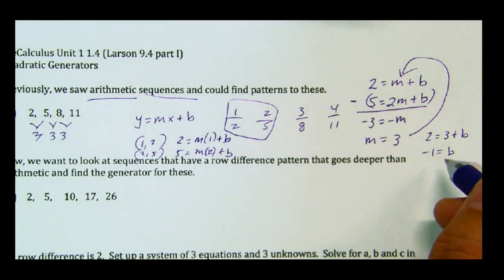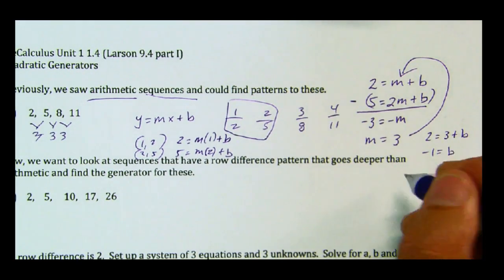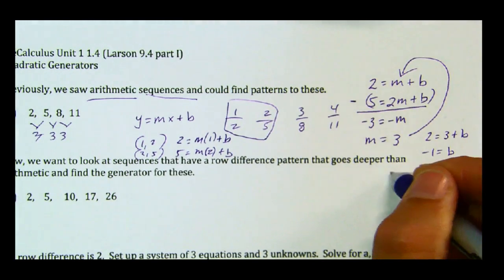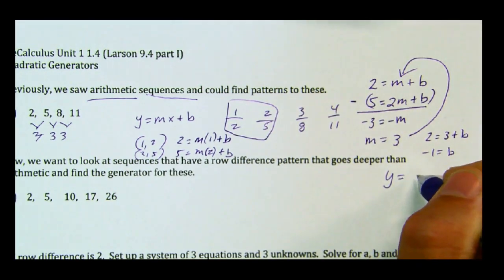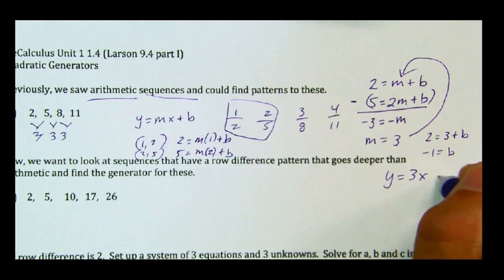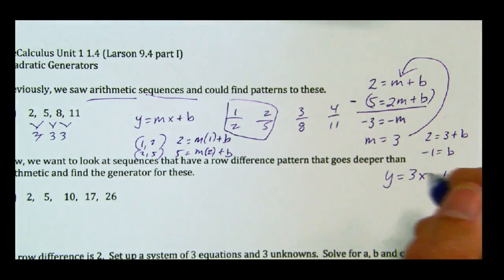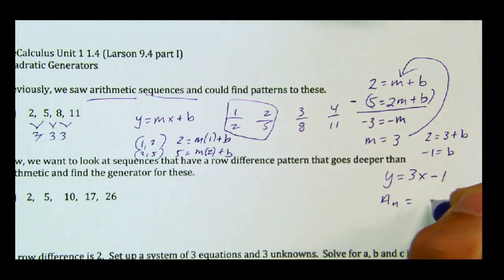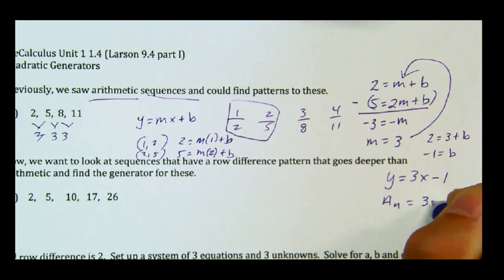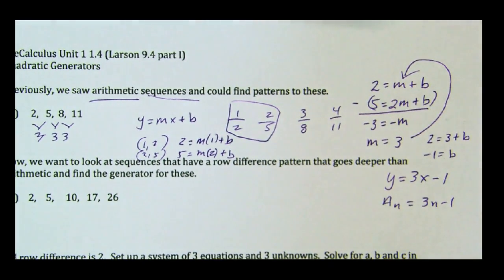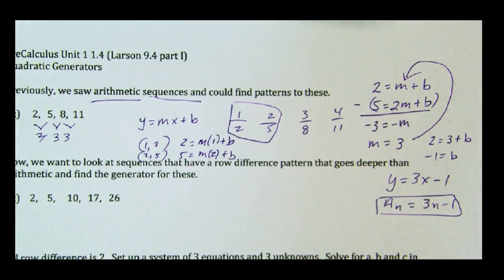So my generator for this equation would be, I'm running out of room here, sorry, y equals, what do I got now? 3x minus 1. But in our sequence notation, we go a sub n is equal to 3n minus 1. This would be my sequence formula that I'd want there.